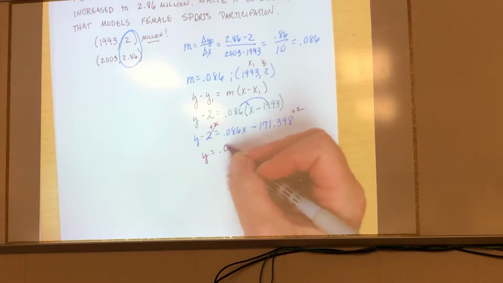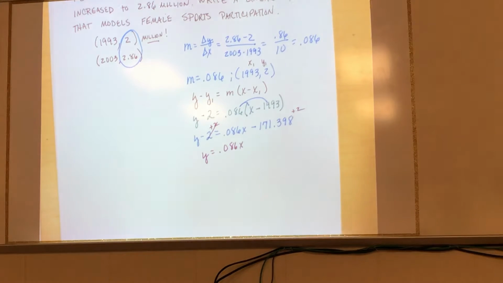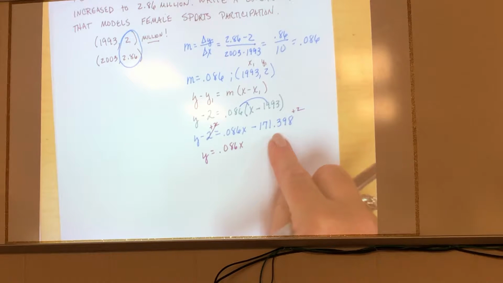y is equal to 0.086x. What's going to be the common mistake right here? What are they going to write down? 173.398. People, I know what you're going to do before you do it.